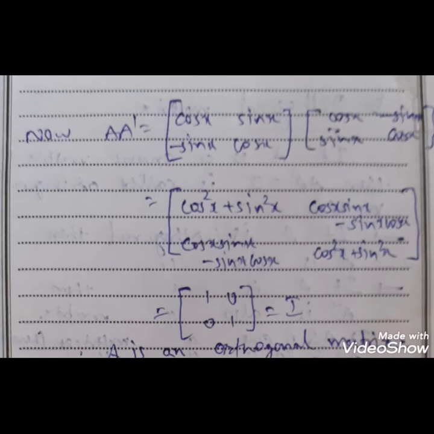Similarly, first row multiplied with second column, we get cos x sin x negative and sin x cos x positive. So sin x cos x minus sin x cos x is the second element of the first row. Now second row multiplied with first column, we get minus sin x cos x plus sin x cos x, and then second row multiplied with second column, it will be sin square x plus cos square x. So finally we get 1 0 0 1, that is the identity matrix. So we say that A is an orthogonal matrix.